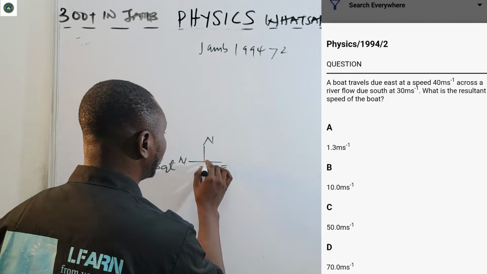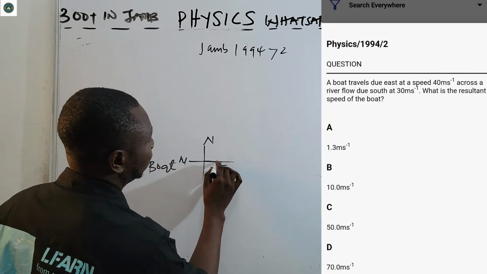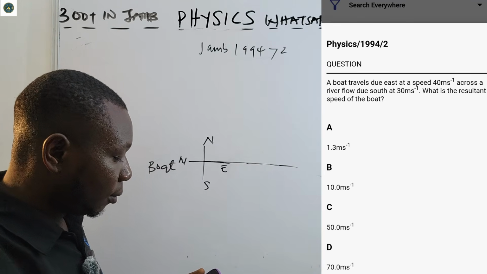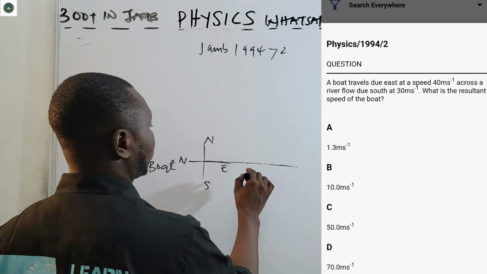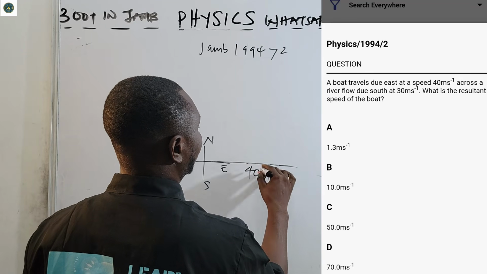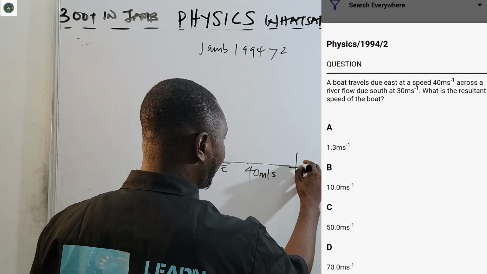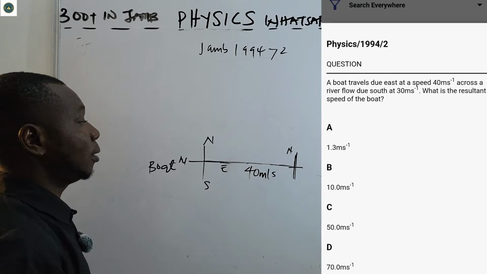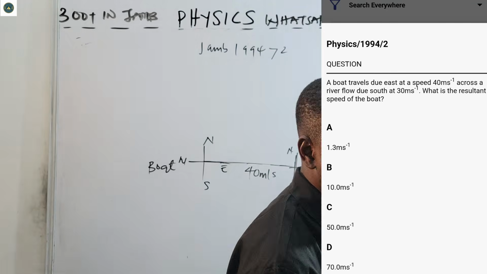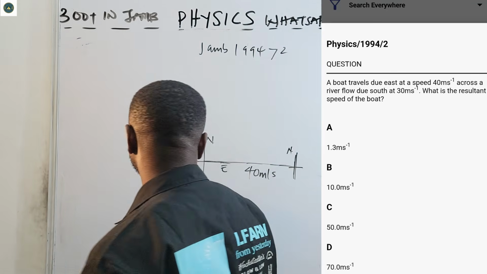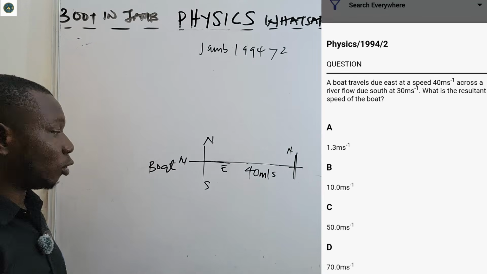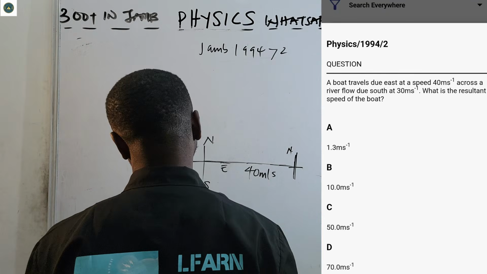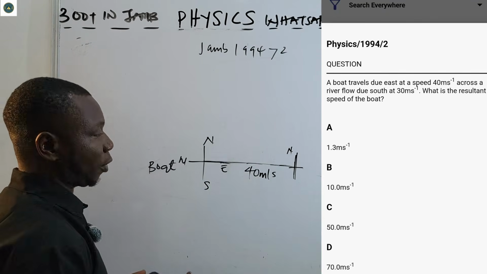A boat travels due east. So you draw here. This is due east, at a speed of 40 meters per second. So this is 40 meters per second. When you stop here again, you have a new reference point, which is the north. At every point in space, you have your new reference point, which is the north. If I move from this point to this point, I'll have a new north.